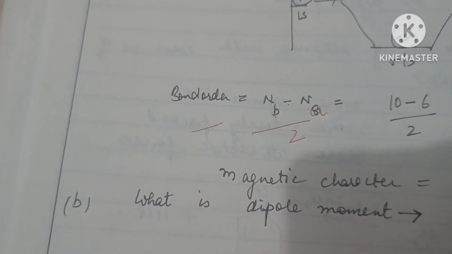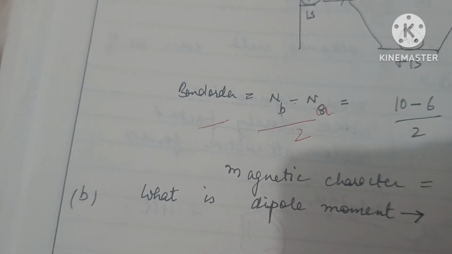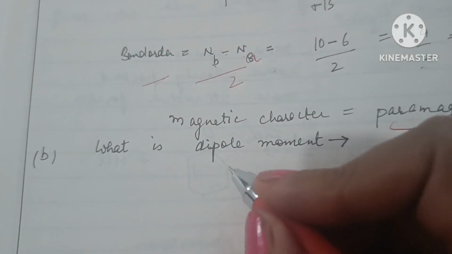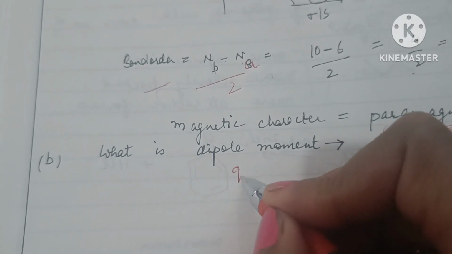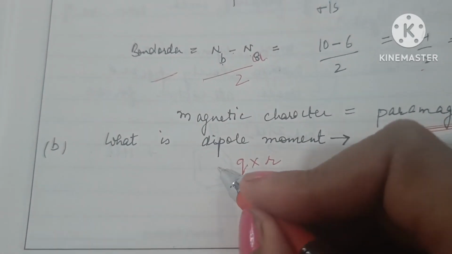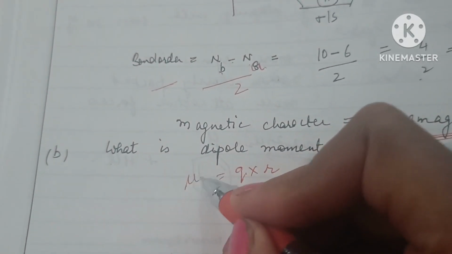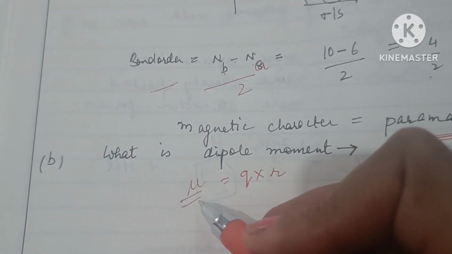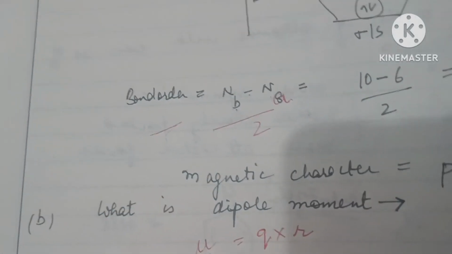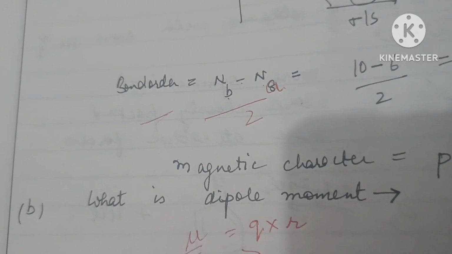Then the next question is, what is dipole moment? The product of the magnitude of positive or negative charge and the distance between positive and negative charges is known as dipole moment, which is represented with mu, and the unit of dipole moment is Debye.